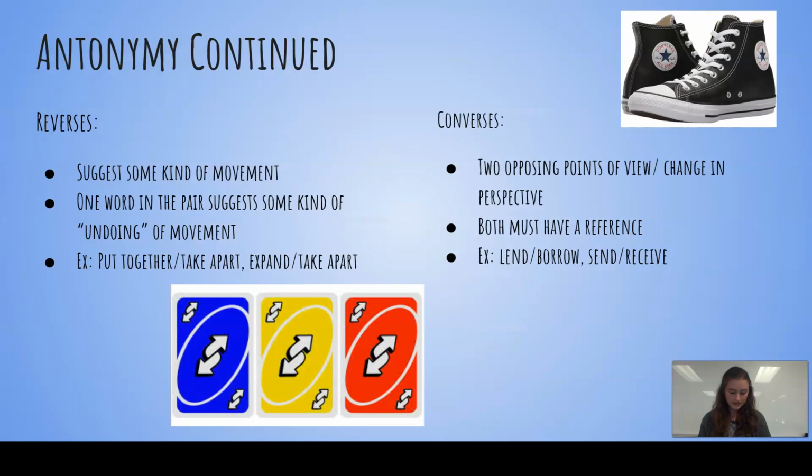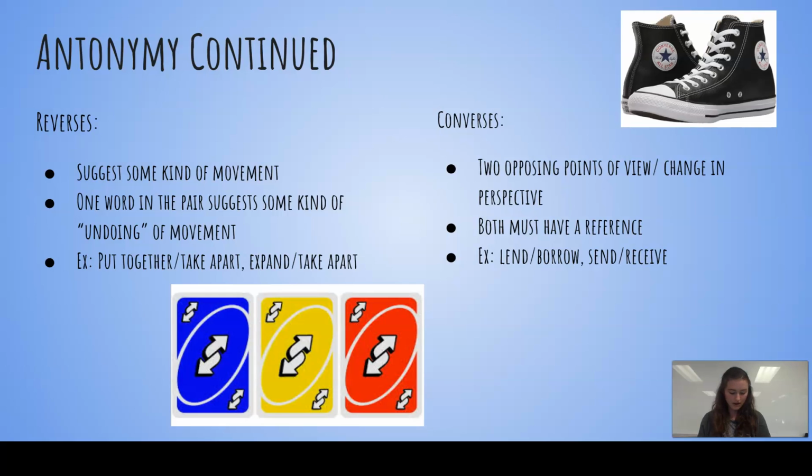A third form seen through this is reverses, which is words that suggest some sort of movement. And with this, one word in the pair suggests an undoing of the other movement. We can see this through expressions such as put together, take apart, or expand, contract.